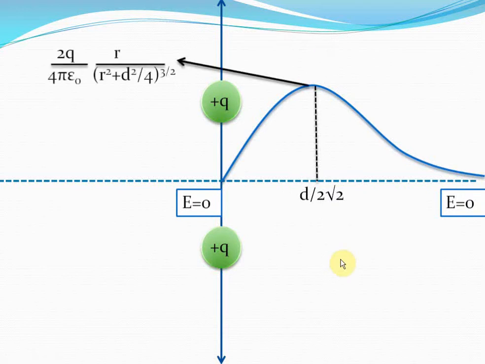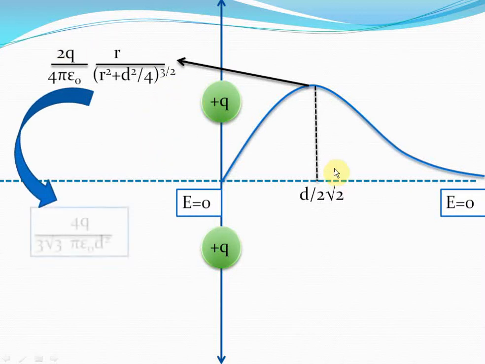Now we know that the value of electric field is given by this expression. In fact, this curve here represents this expression on your screen. When you substitute the value of R in this expression as d by 2 root 2, you get the maximum value of electric field as 4 by 3 root 3 into q by pi epsilon naught d square.